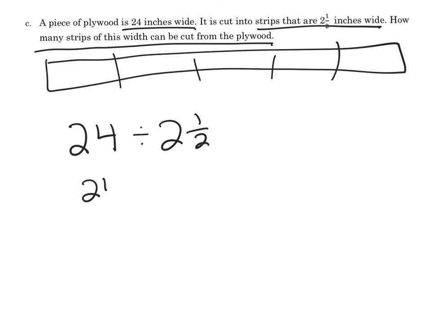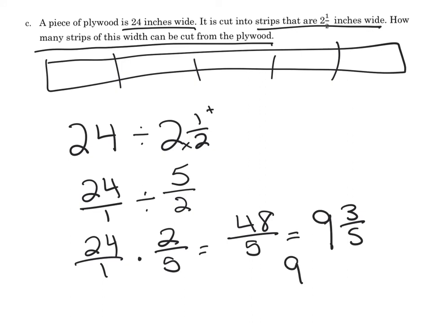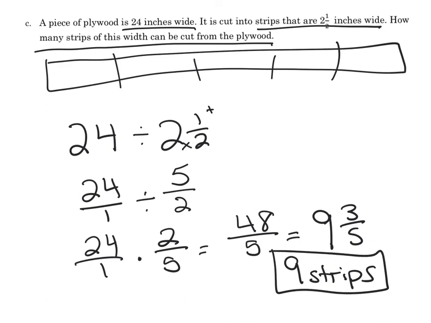So once again, we have to make these improper. So 24 over 1 divided by, this will be 4 plus the 1 is 5, 5 halves. And then we can change it to multiplication by multiplying by the reciprocal, which is 48/5, which leaves me with 9, because 9 times 5 is 45, and 3/5. So you could say you could make a total of 9 strips. Because you could have 3/5 of a strip, but you could just say, okay, well, I can only make a whole 9 strips.